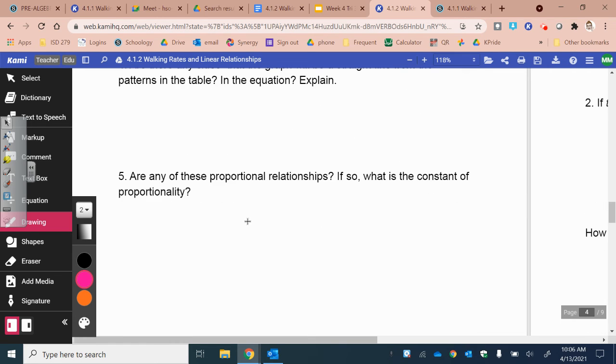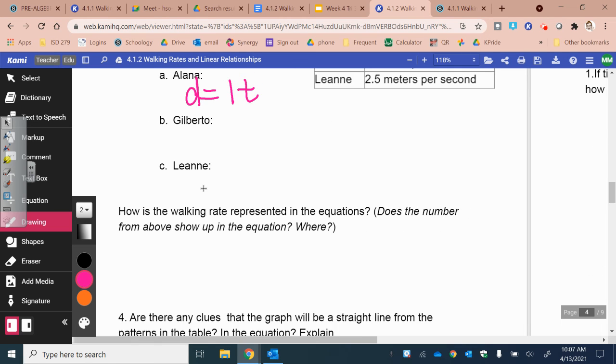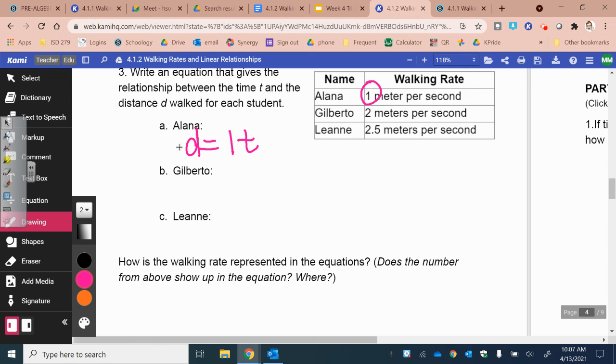And then finally, is it a proportional relationship? And that means, did it go through the point 0, 0 on the graph? Did it always start at 0 seconds, 0 meters? If it did, it is proportional. And then you're going to answer, what was that constant of proportionality? And there should be 3 different ones, and you should be able to pull them from your number 3. There should be 3 different ones. Hint, hint, hint. These will be involved.